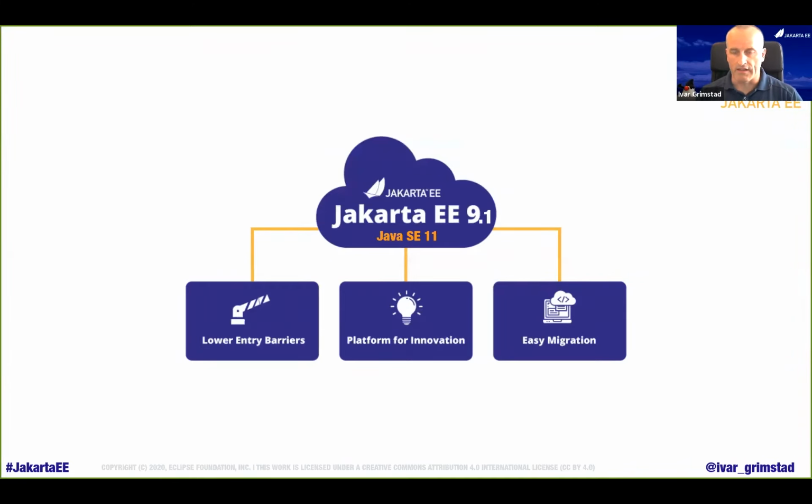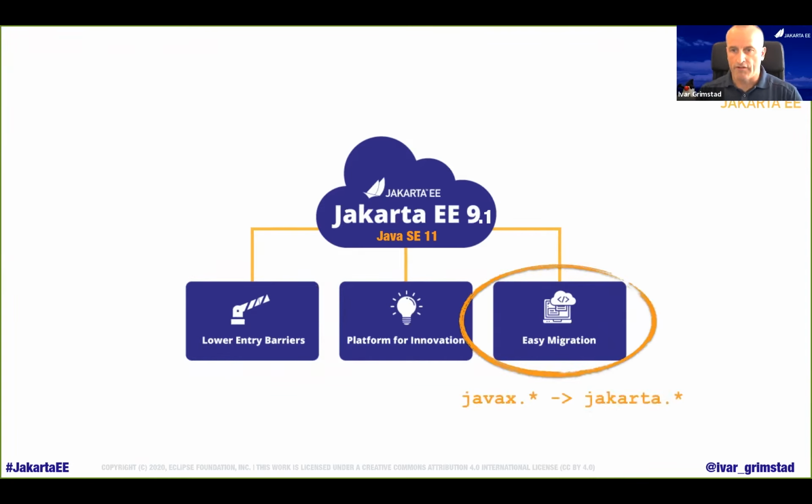And the key focus areas for EE 9.1 are the same as they were for EE 9. And these are to lower the entry barriers. We want to make it easy for new vendors to enter the market. And you can see by the previous slide with the 16 different implementations that this is kind of a success. We're lowering the entry barriers, and by stating this, we mean that we remove things that aren't needed anymore. So we have made optional some parts of the specifications that are considered more legacy parts. And we will continue this process of making this platform thinner, leaner, and slimmer.